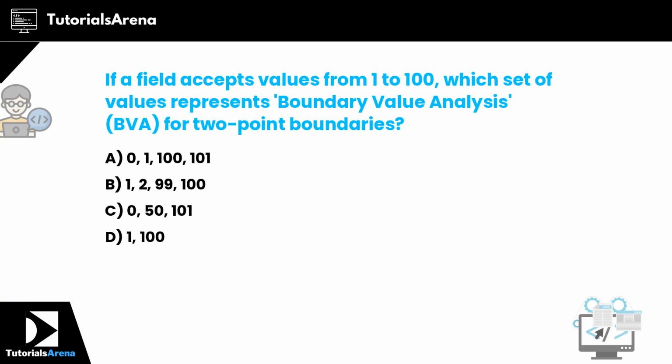If a field accepts values from 1 to 100, which set of values represents boundary value analysis, BVA, for 2-point boundaries? The correct answer is option B, 1, 2, 99, 100.